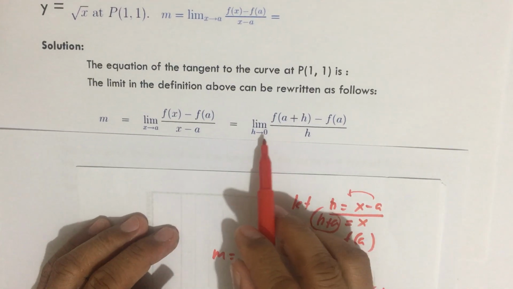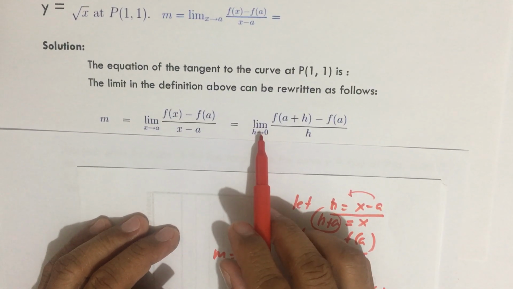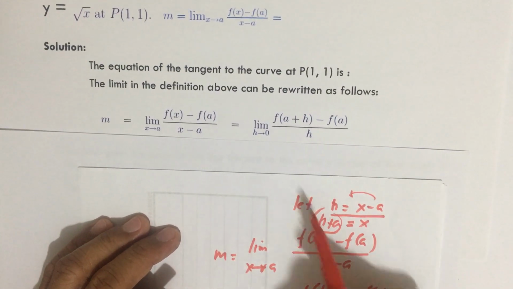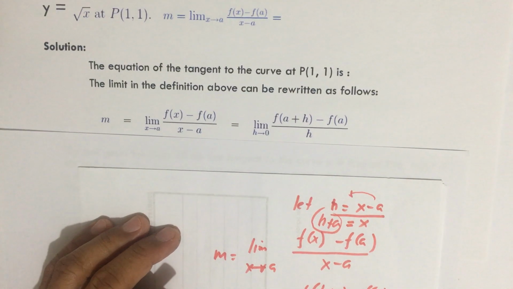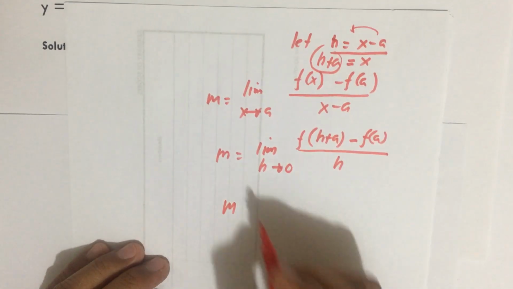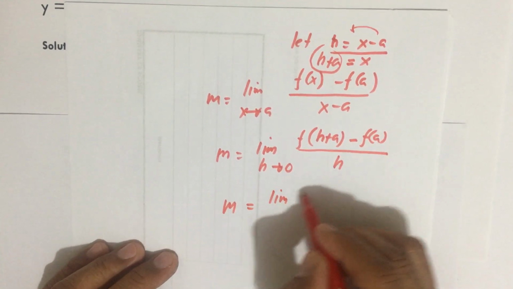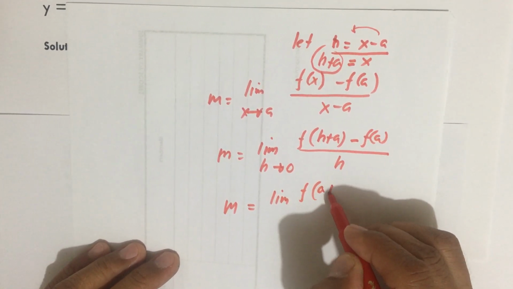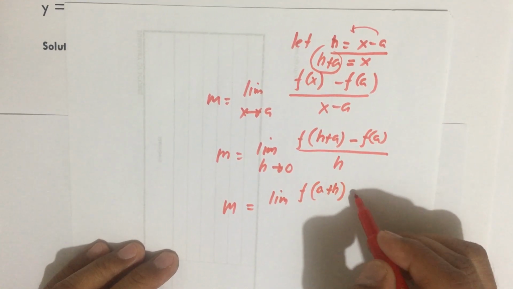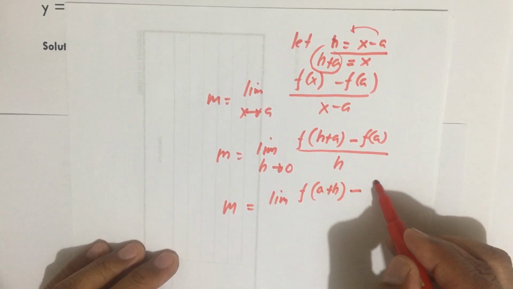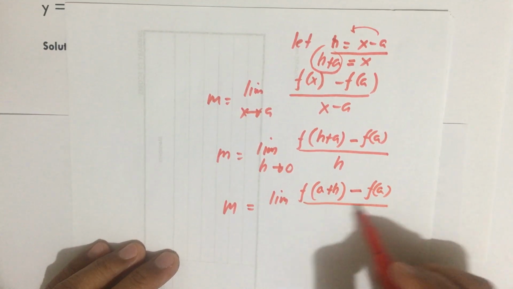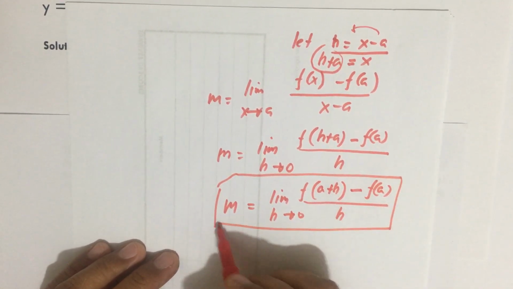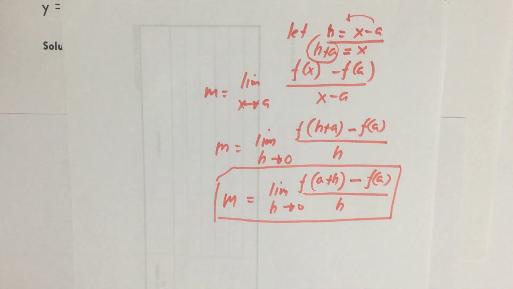Okay, so that's why we have this expression, the limit of f of h plus a. Since this is just a sum, you can interchange it and write f of a plus h, just to be consistent with our graph, over h as h approaches 0. So this is our other expression of our slope.